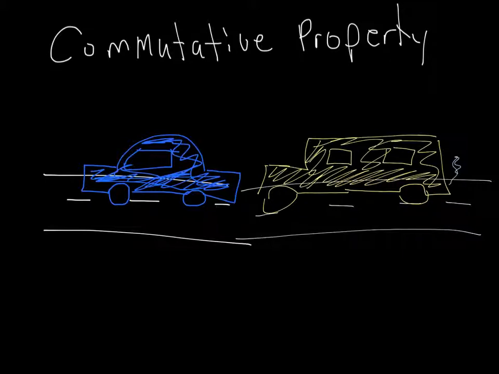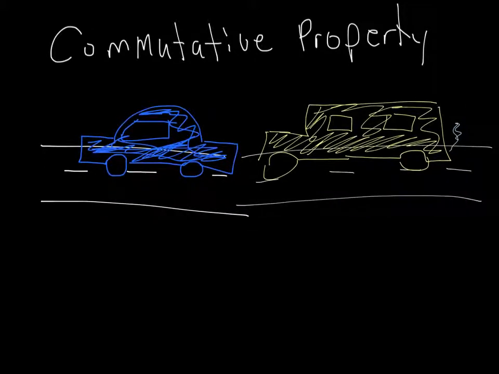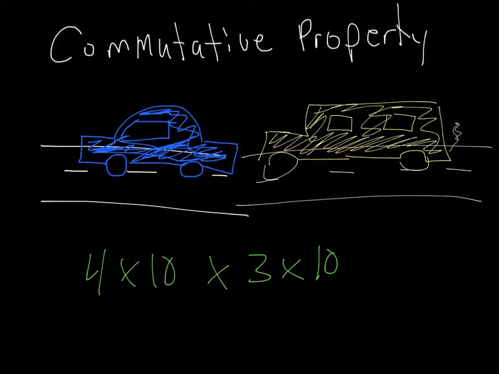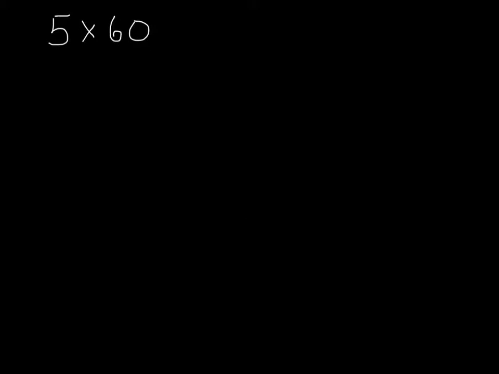Okay? When we go back to the original problem that we had, it was 4 times 10 times 3 times 10. There are no other functions. Everything here is multiplied together. Let's look at 5 times 60. That is the same as 5 times 6 times 10. Because we know that 6 times 10 is 60. I've just broken it down a little bit more.